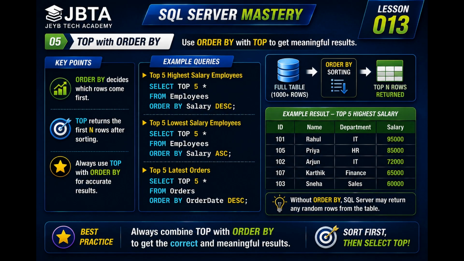Whenever your requirement includes words like highest, lowest, newest, oldest, best, or latest, always think of using the top clause together with the order by clause. In the next slide, we'll learn how to retrieve a percentage of rows instead of a fixed number by using the top % option.